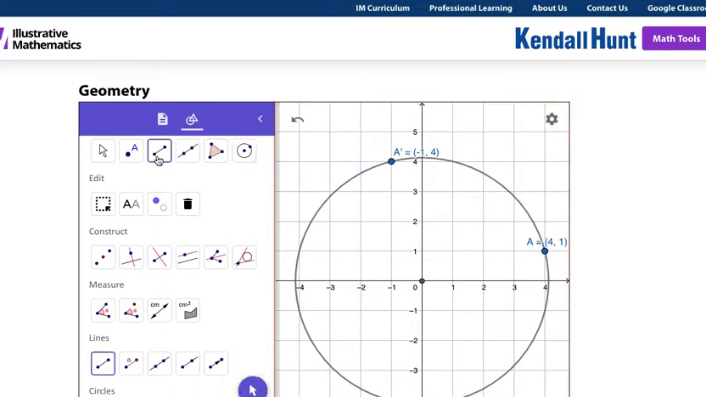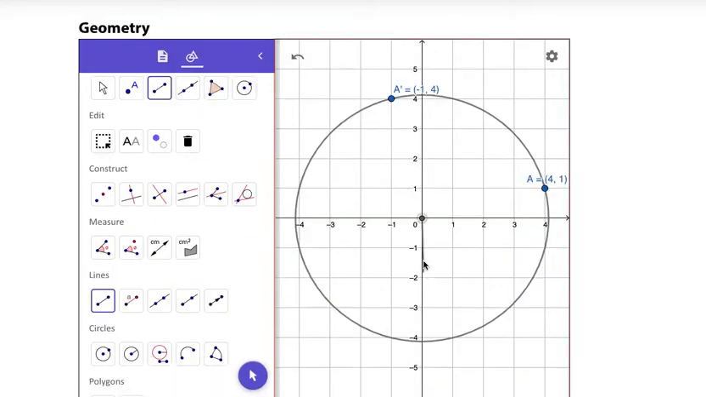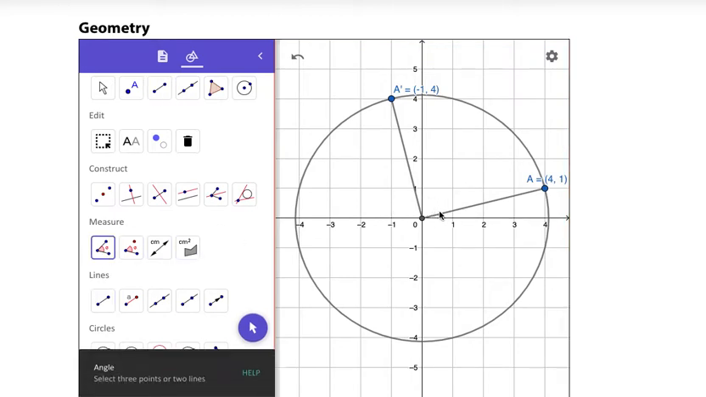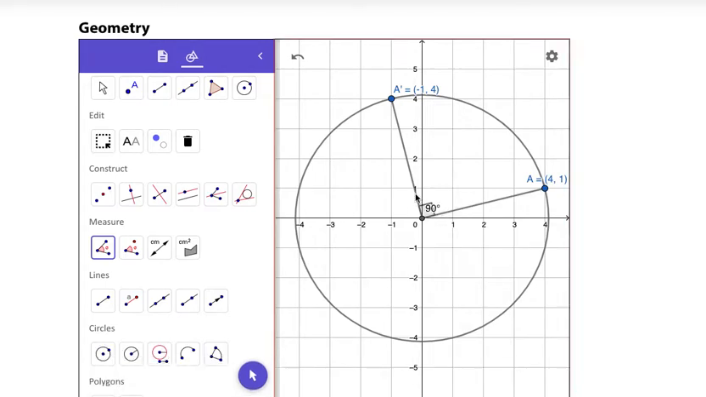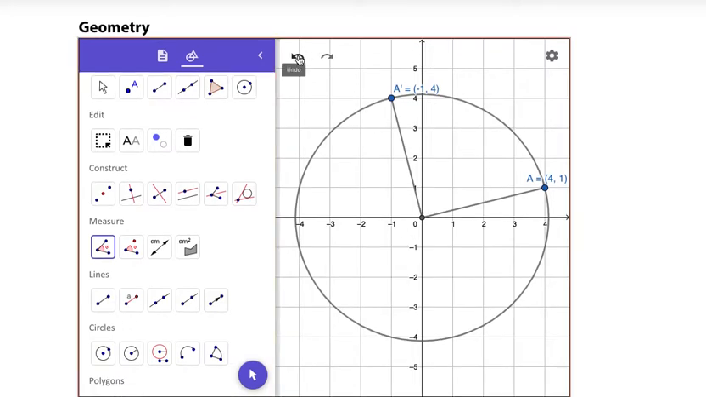If you want to see that visually another way, I can connect my center point to the original point and that center of rotation to the image, A prime, and we should see a 90-degree angle. And in fact, if I measure that angle between those two segments, lots of tools to verify what I suspect here, it is in fact exactly a 90-degree angle.